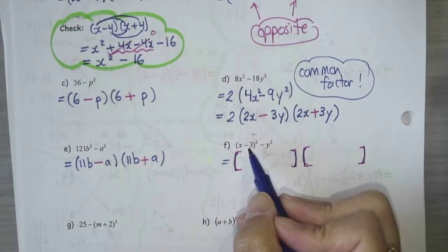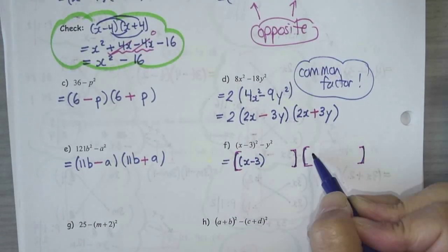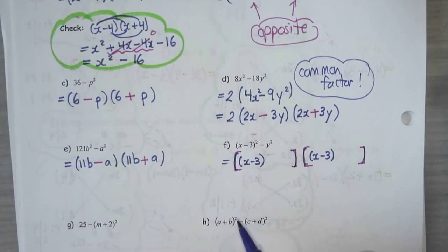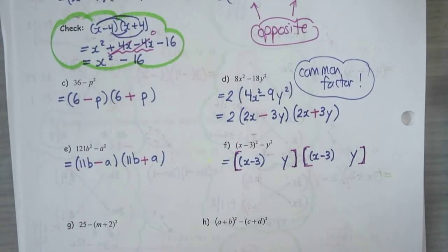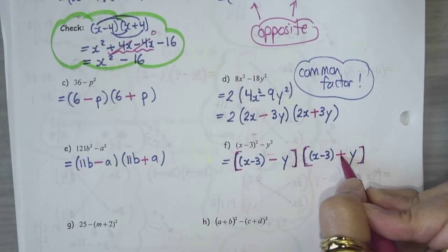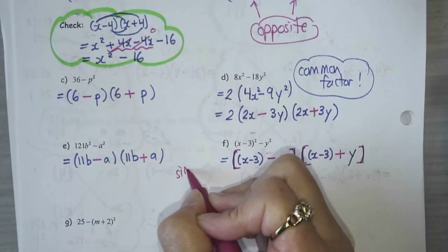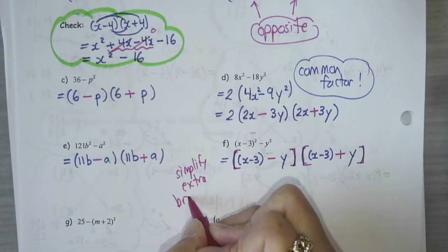So this is a perfect square because you can do one of each. Look, one of each. x minus 3 times x minus 3 is x minus 3 squared. Then the y is a y times a y, and the sign in the middle switches. I don't want double brackets, so simplify the extra brackets away.